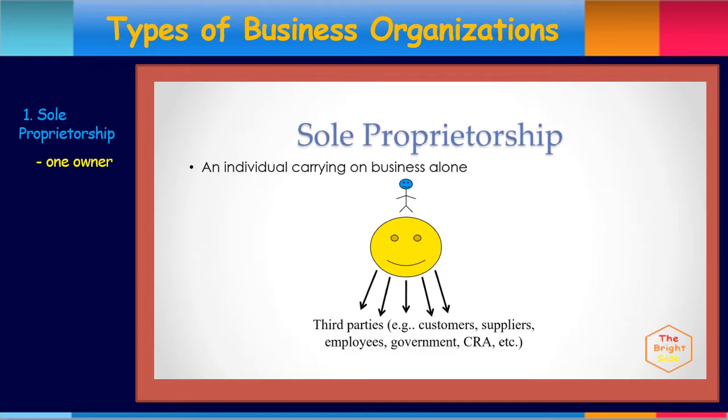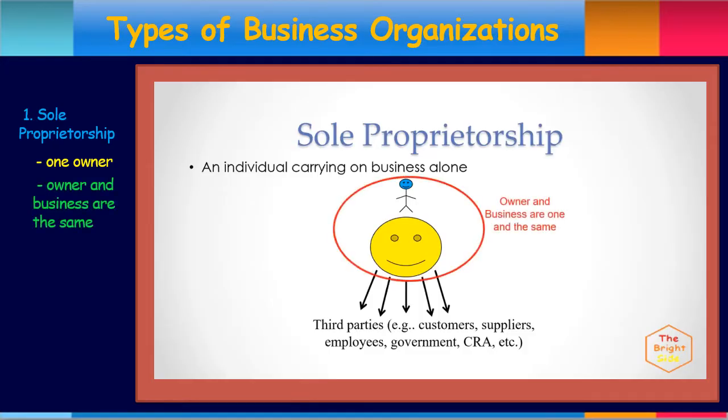Now, the key legal aspect of a sole proprietorship is that the owner and the business are legally considered to be one and the same. We'll talk about this in further detail a little later, but if, for example, the business owes money, because the owner and the business are one and the same, it's the owner that personally owes that money.